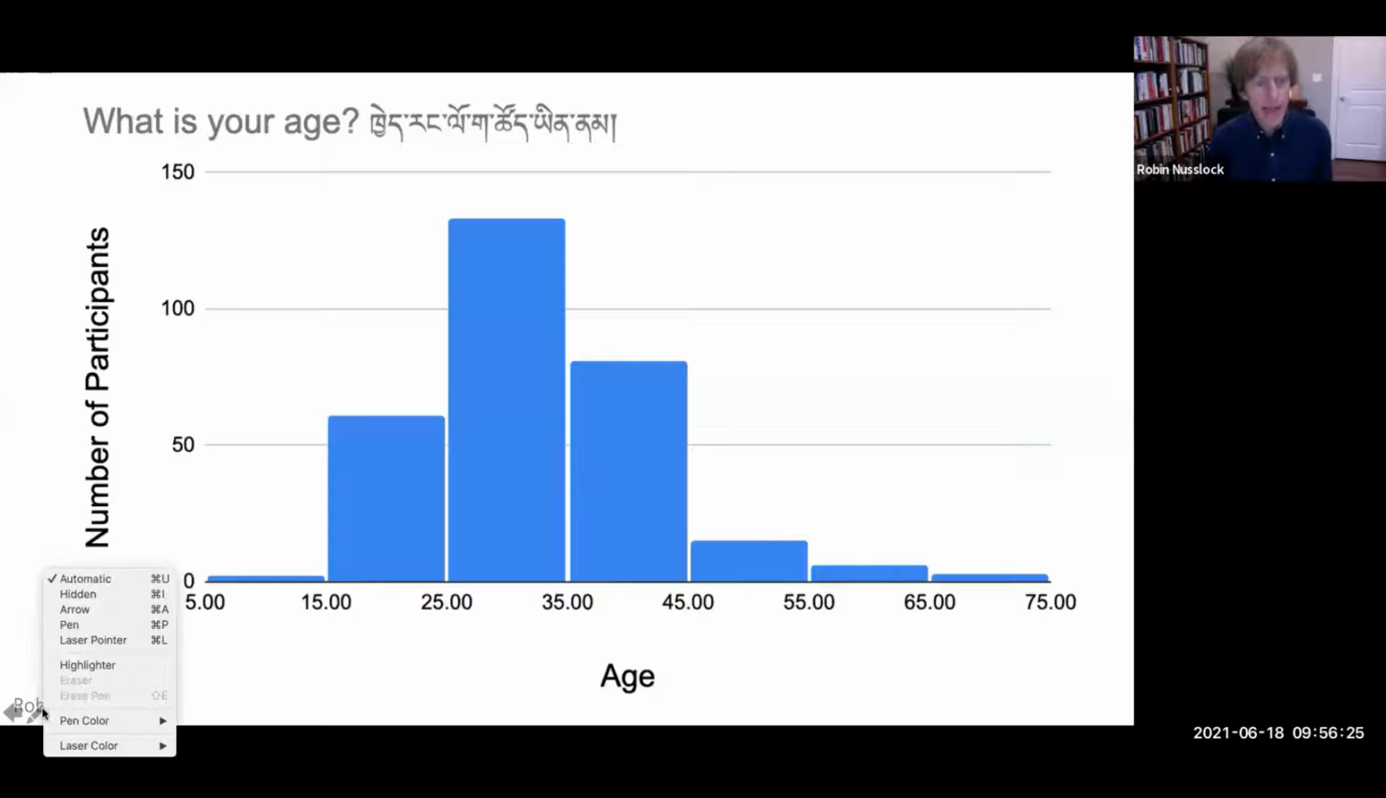And the horizontal axis, which is at the bottom, perfect. That is the range of ages of people who completed this particular questionnaire.